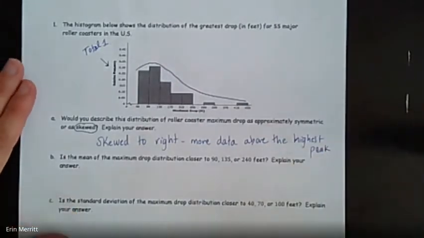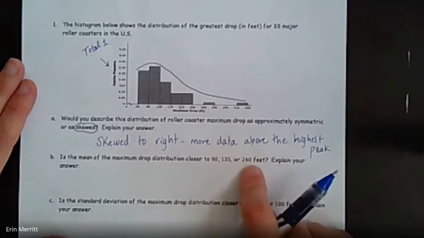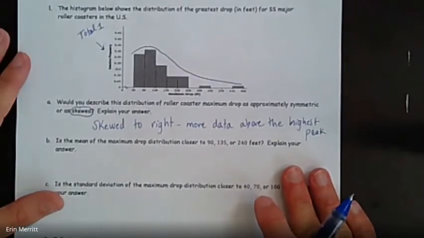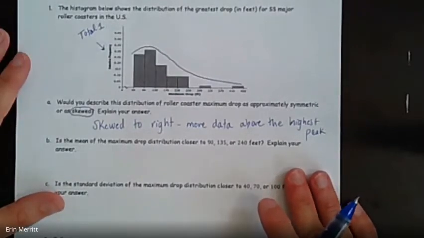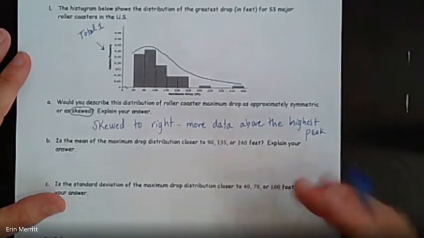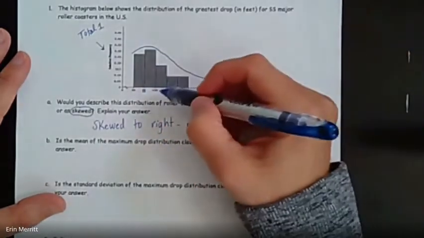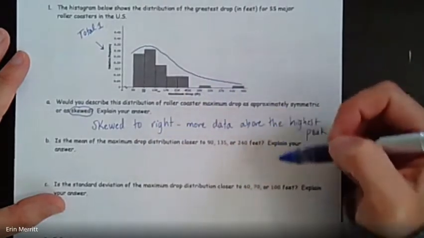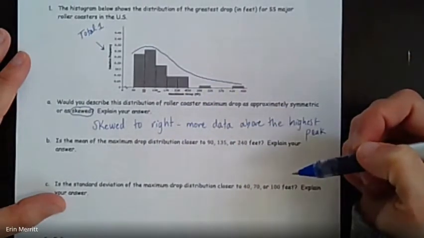Right, is the mean of the maximum drop distribution closer to 90, 130, or 240? In this case, without actually calculating it, you just want to look and say, okay, where does it look like the middle is? We're just eyeballing it, to be honest with you. So 90 is right here. 135 would be like here-ish. 240 would be up here. So you're looking for where's the one closest to probably the middle, right?